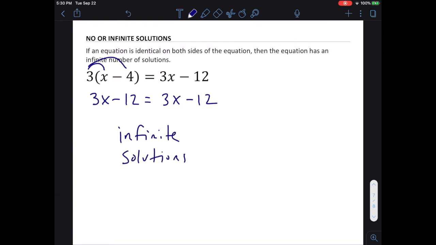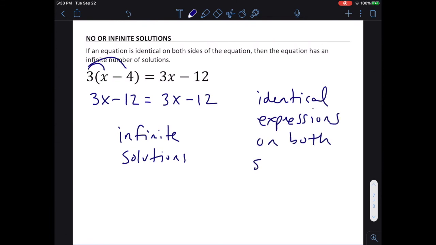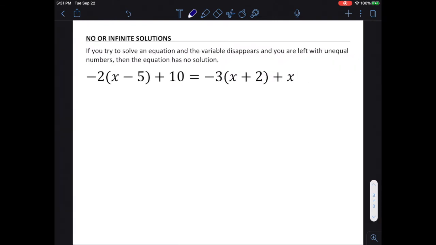Okay, and the key thing to look for is identical expressions on both sides of the equal sign. Okay, so in this case, 3x minus 12 is the same as 3x minus 12. So that means that we have infinite solutions to this problem. Okay? All right, let's look at another one.